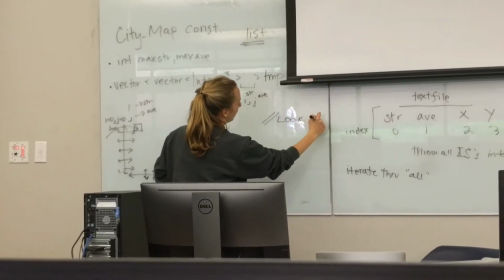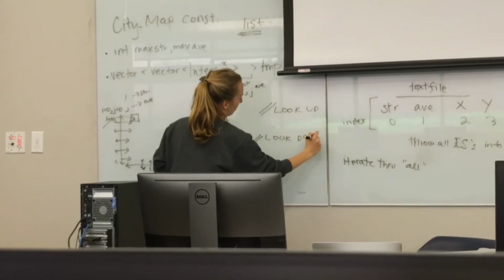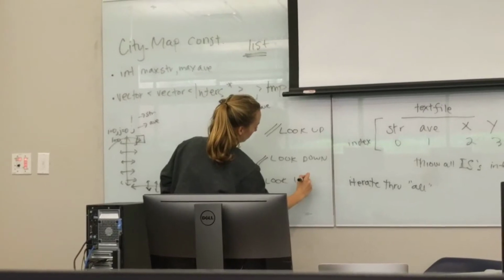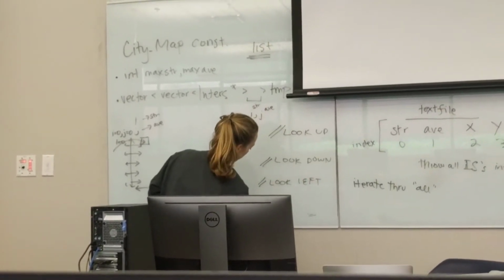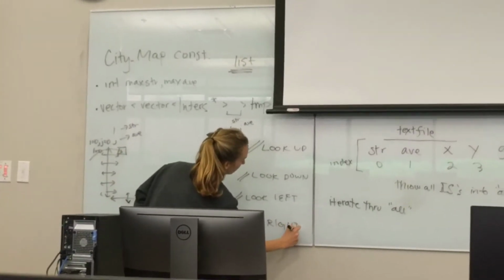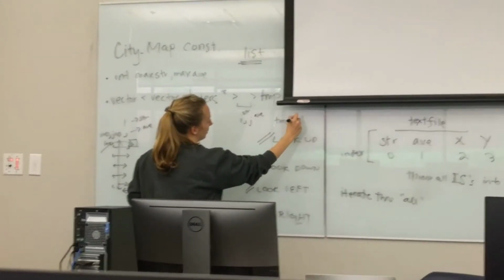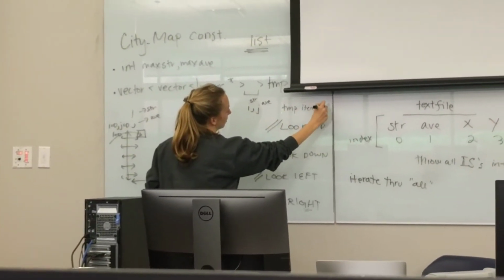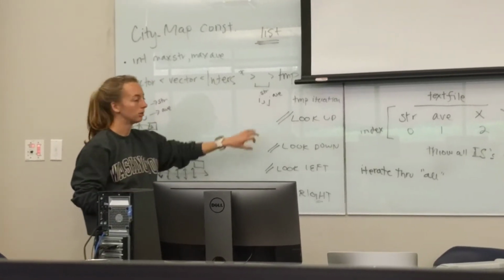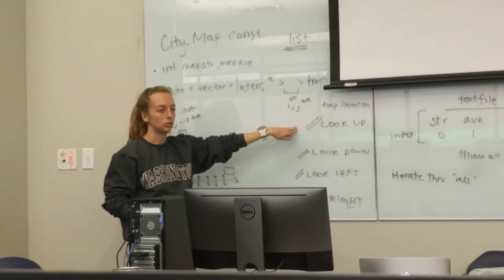And then look up. Look down. Look left. And look right. This is inside your temp iteration. Look up, down, left, and right. These should be some pretty heavy if statements. There's going to be a lot of things to check.